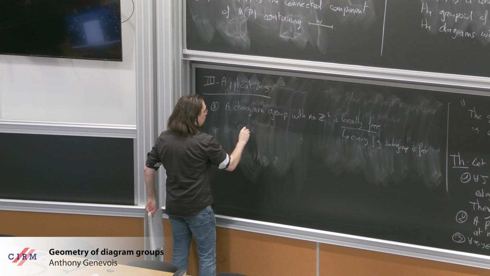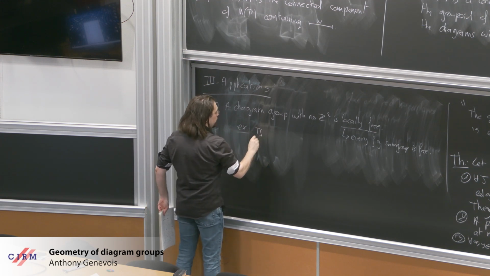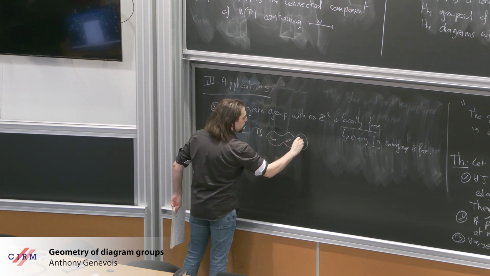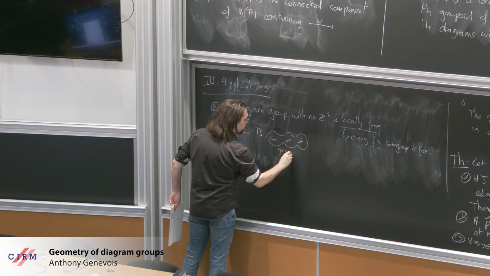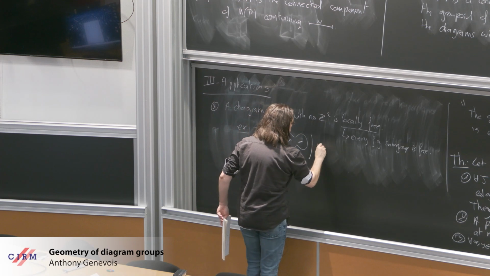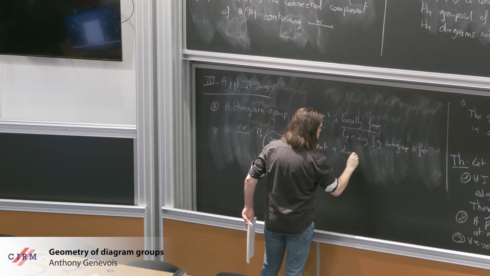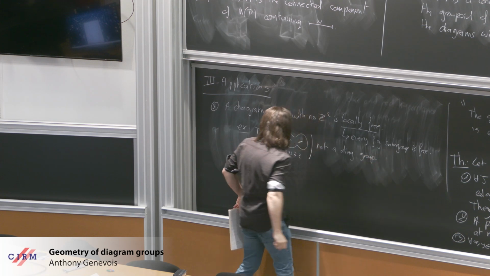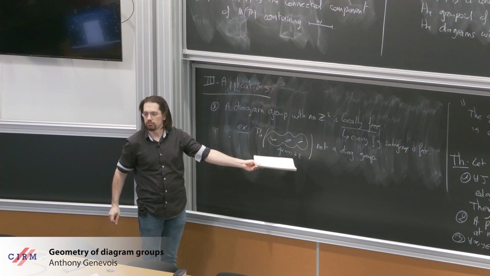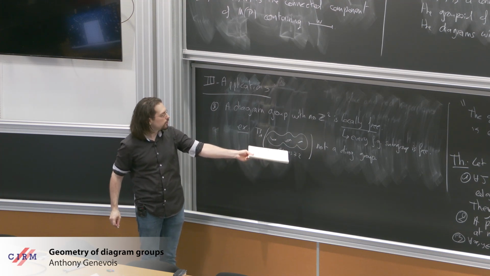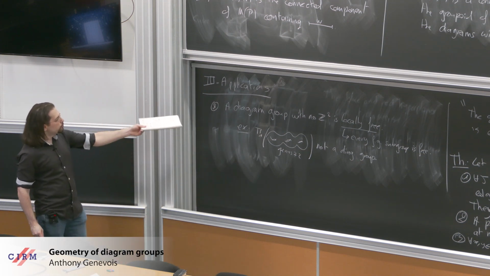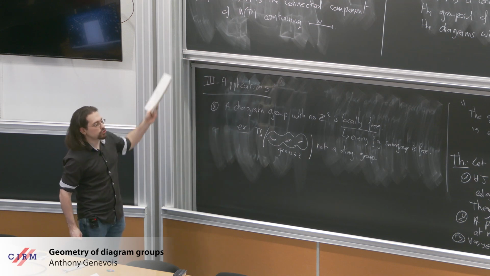So if you take, I don't know, the fundamental group of a surface of genus at least 2, then this is not a diagram group. Because it's a group with no Z square, but it's not free, and it is finitely generated. So it's not a diagram group, for instance. And it's possible to prove this statement by using this action on the median graph.